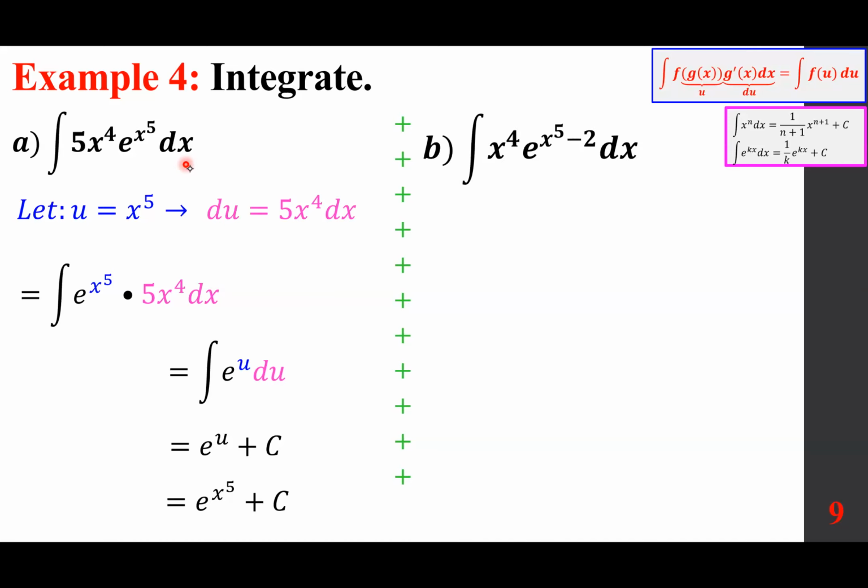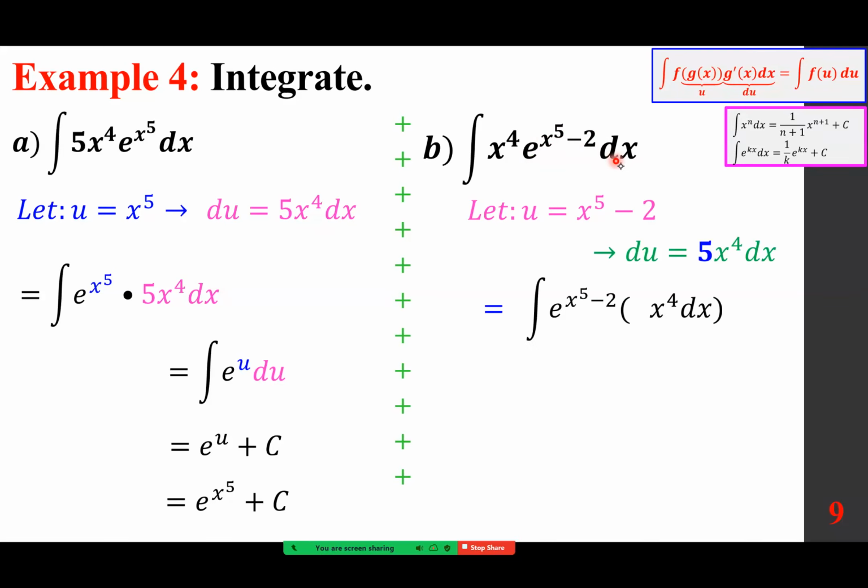Same thing, we are dealing with an exponential function, so the exponent is a choice of u. Again, the derivative is the same thing, 5x to the power of 4, and du is 5x to the power of 4 dx. We are going to move x to the power of 4 next to dx so it becomes clear what we are dealing with.